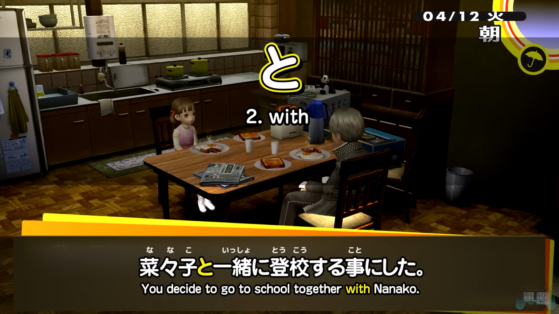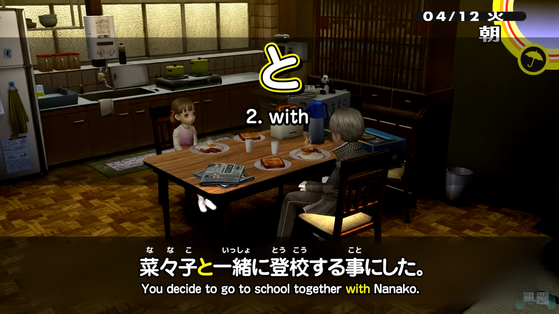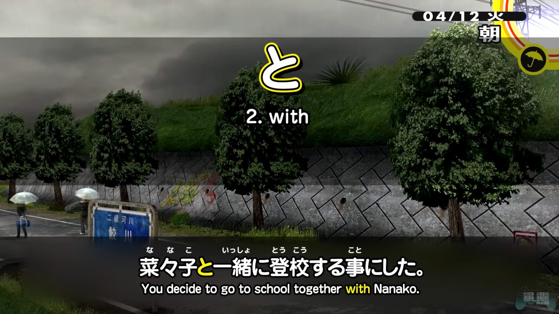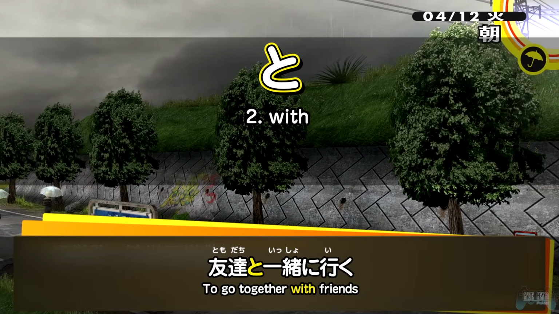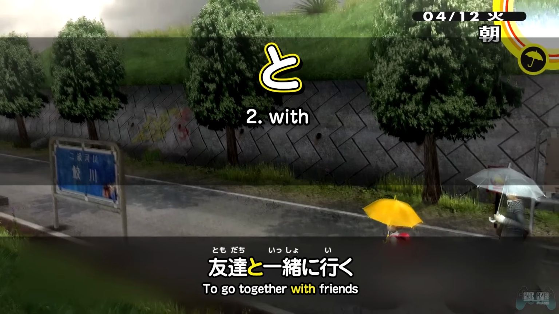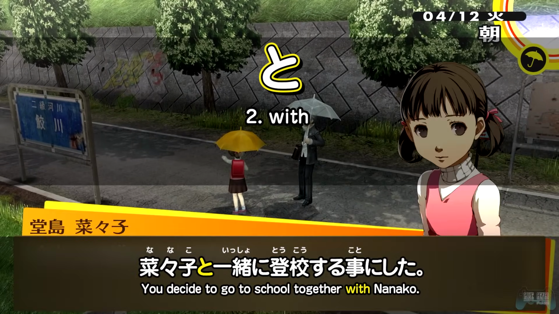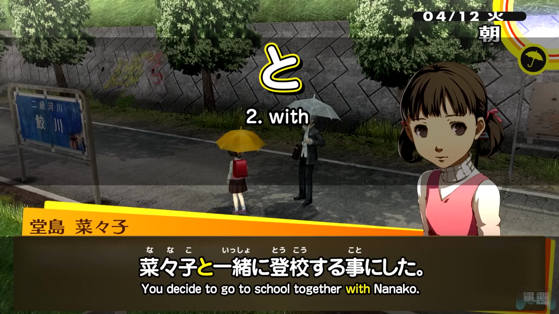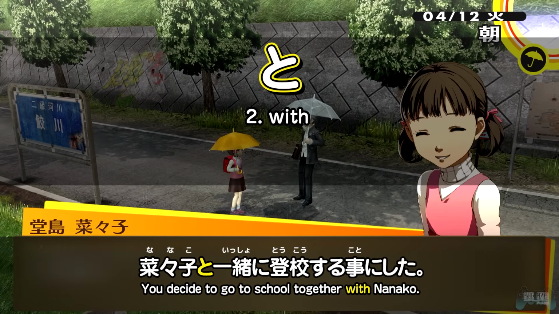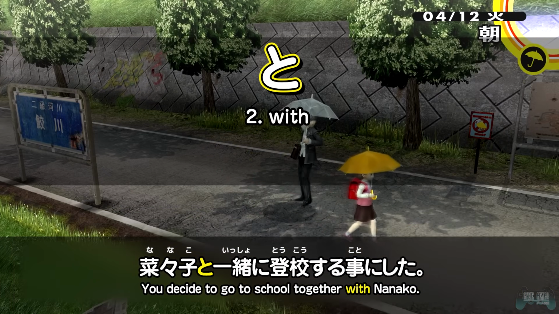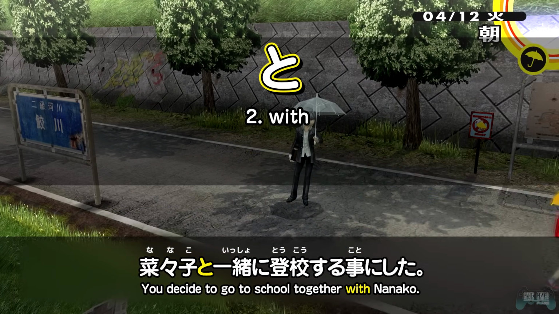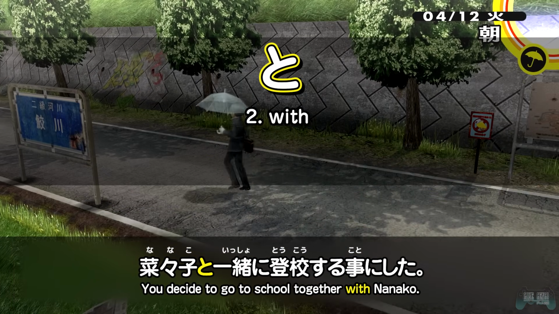To can also be used to express doing something with someone. Like for example, going somewhere with friends. You would say tomodachi to ishoni iku. Go together with friends. And so that's exactly what's going on here in Persona 4, where Nanako suggests that you go to school together with her, and so this with is that to particle, and that's what you decide on doing, and so you say Nanako to ishoni. That's together with Nanako.